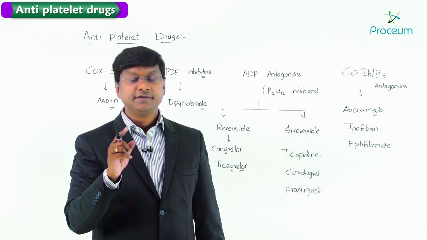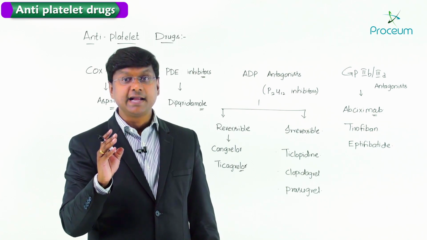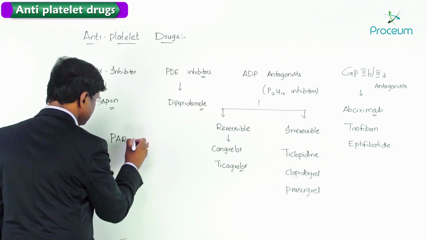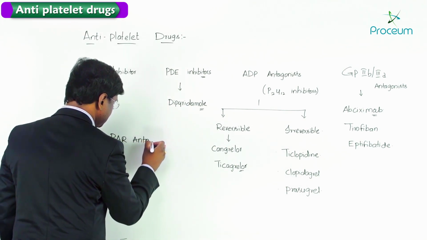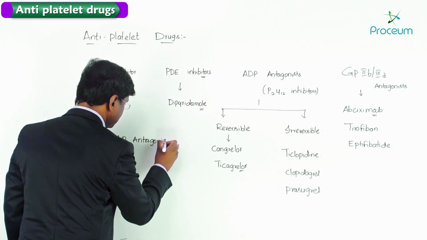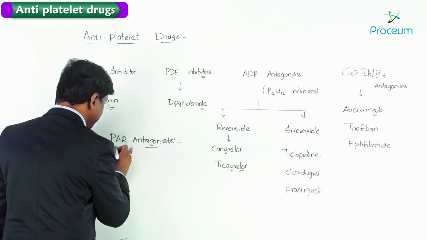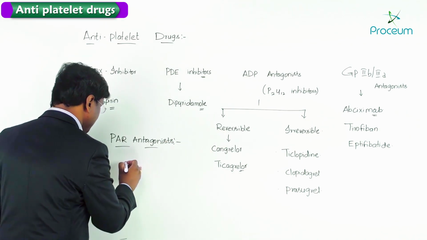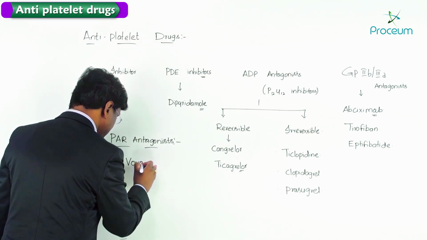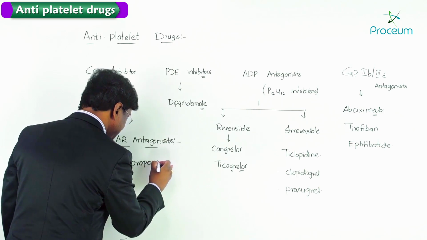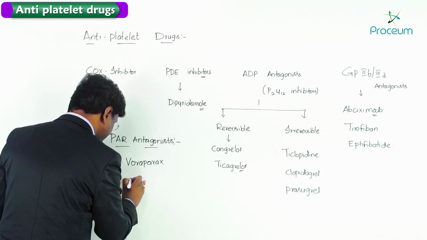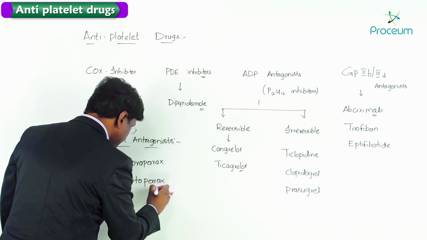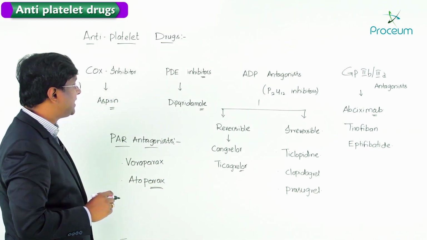Then followed by that we have PAR antagonists, right? And what are the examples of these PAR antagonists? The examples include number one, vorapaxar, and then we have atopaxar. So these are the PAR antagonists.